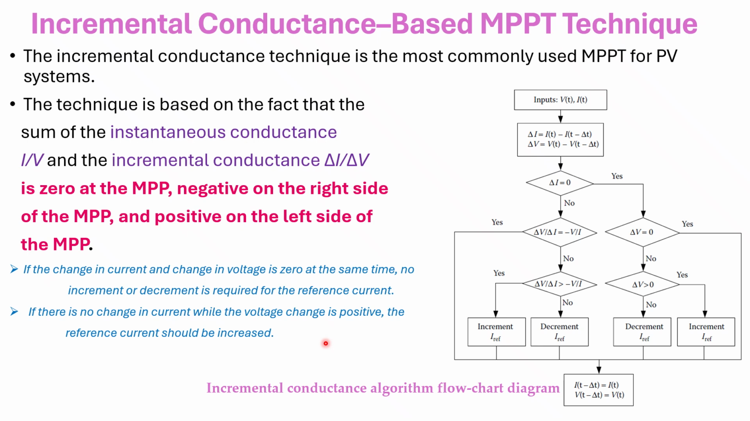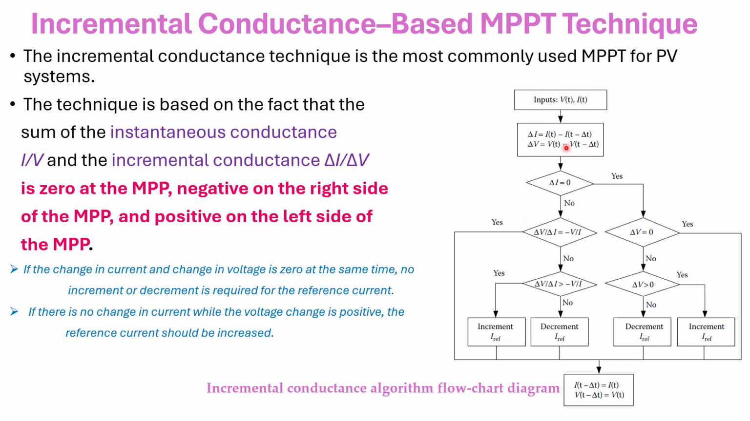We have to be keen enough that there's no change in current when the voltage is negative. So the reference current should be decreased by that time. If the current change is 0, and when there is a difference of del V by del I equal to minus V by I, then the PV is operating at the MPPT. So this is the simple logic, or the algorithm, that we try to follow.